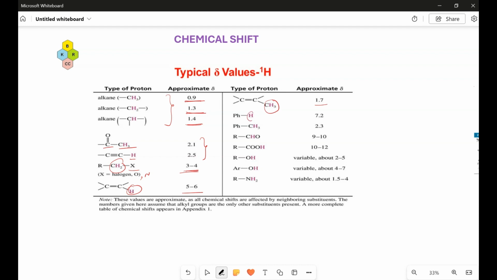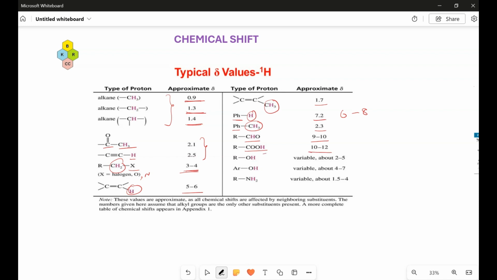The hydrogen attached to a benzene ring will be around 7.2. Generally, aromatic will be from 6 to 8. Then a CH3 attached to the benzene ring will be 2.3, so 2 to 3. Then you have the aldehyde hydrogen at 9 to 10. Then you have the carboxylic hydrogen at 10 to 12.